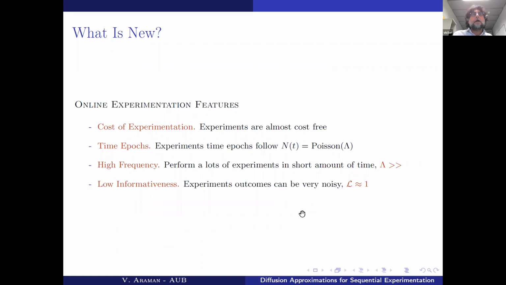All right. So for now, I'm just going to be focusing on these two. It's easy to incorporate this. First, the cost of experimentation. Basically, there's no cost of experimenting. And second, there's going to be a Poisson process governing the learning process. So let's move to the learning.